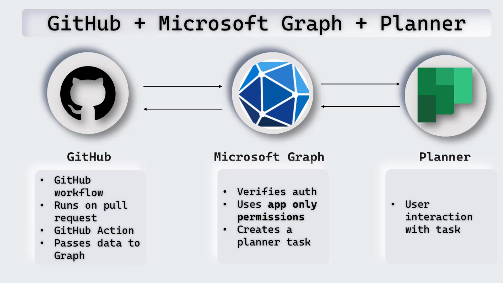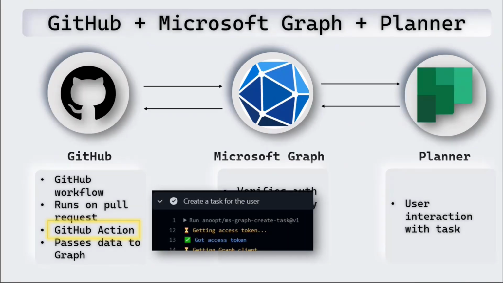So just to recap, what we saw was a GitHub workflow which triggered on pull request, and that called a GitHub action, which then passed the data to Microsoft Graph. Microsoft Graph then went ahead and created a task in the planner. Now, our main focus here is the GitHub action, which is used to call Microsoft Graph. That's the one which we saw run earlier in the workflow. That particular GitHub action is nothing but a Node.js project. So let's have a look at the code of that and see how the task gets created.